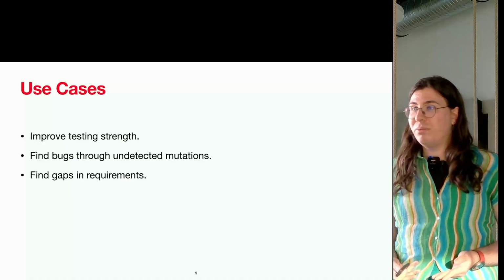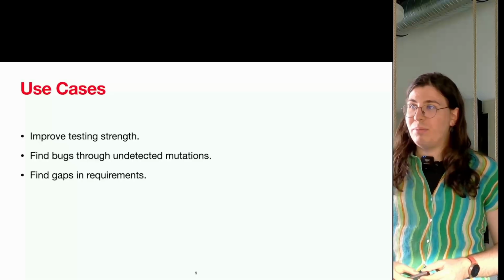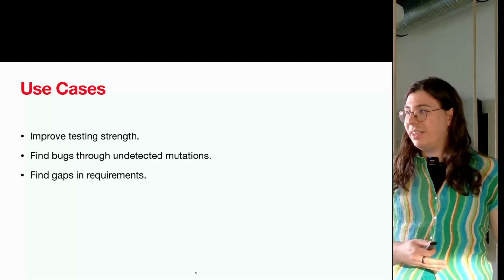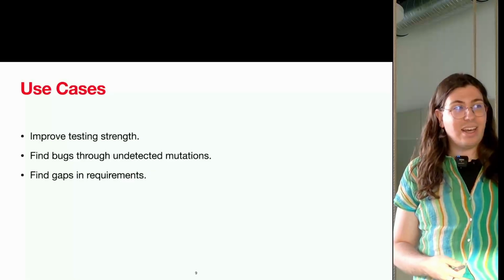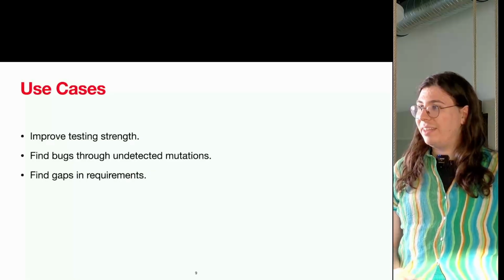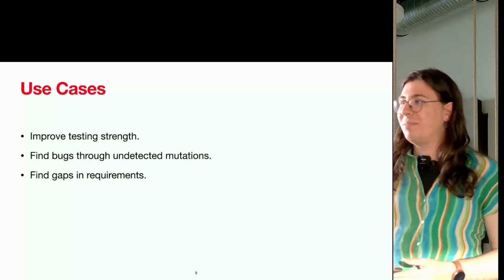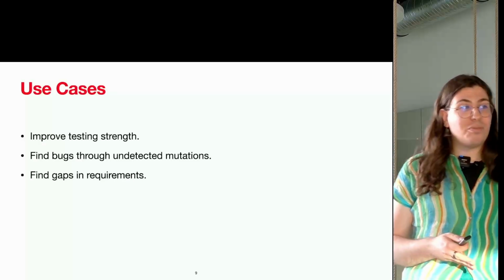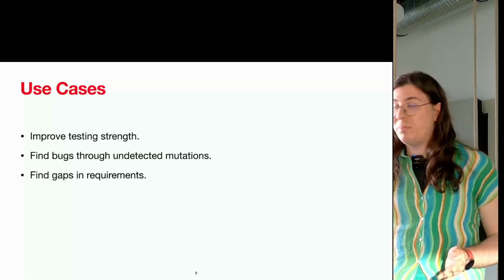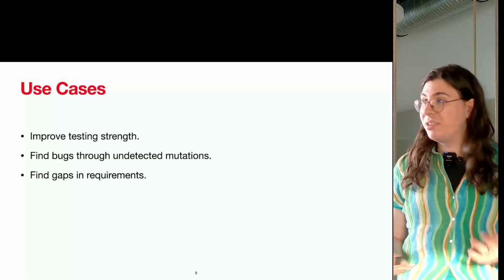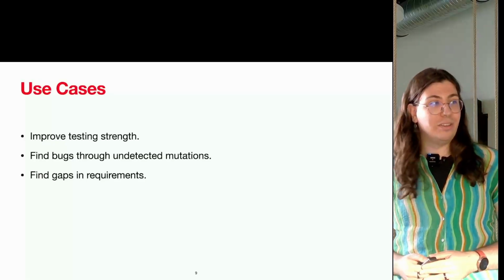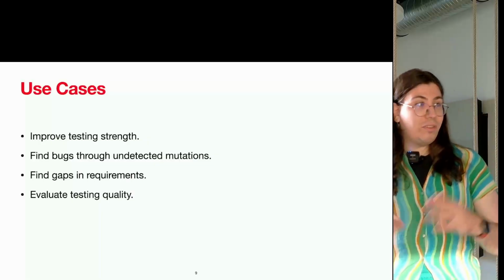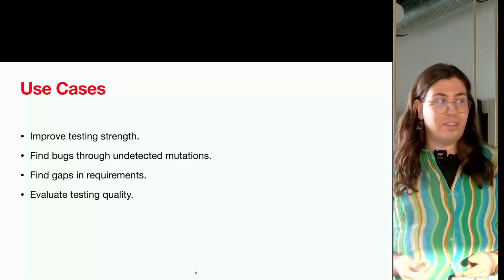In a similar way, you can find gaps in your requirements. So if you have tests that captured everything that your written requirements had, and yet despite that, you still had this ambiguity that mutation testing revealed, then you may not just be adjusting your testing, but potentially that could raise some discussion around the requirements too. So, of course, in general, you can evaluate the testing quality.